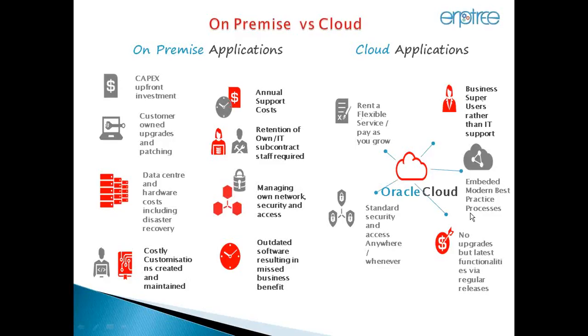And in the same way, here you can see no upgrades and latest functionality via regular releases. That means if you go with SaaS, this is applicable, other cases not applicable. And in case of cloud, Oracle will take care of the database and network. In case of on-premise, we have to manage our own network and security access and everything, but in case of cloud, Oracle will take care of it. And with cloud applications, you'll have standard security and access from anywhere, whenever you require, with great security. Okay, that's how cloud is different from on-premise.